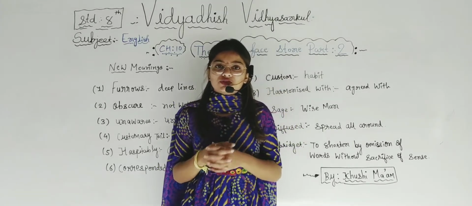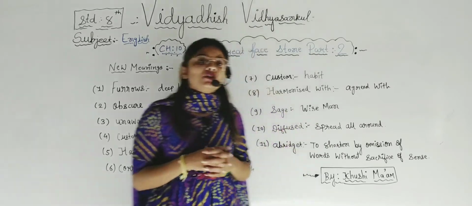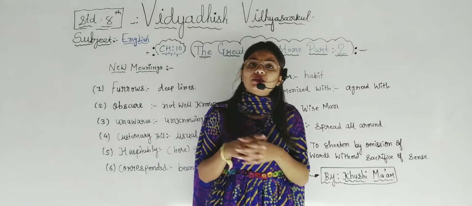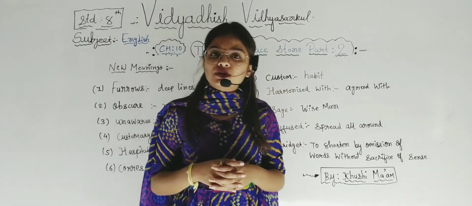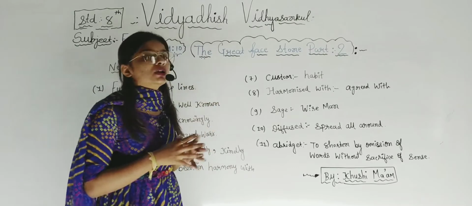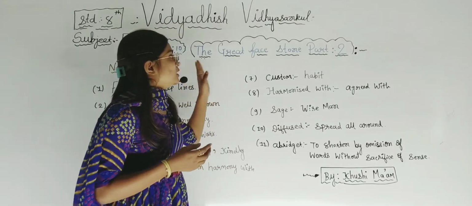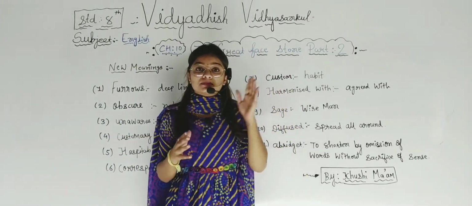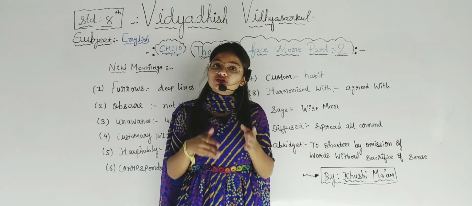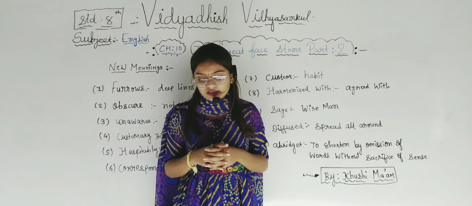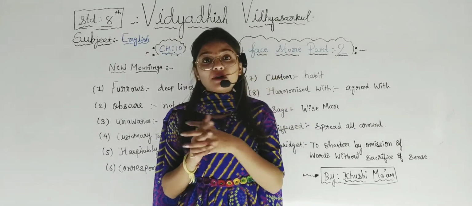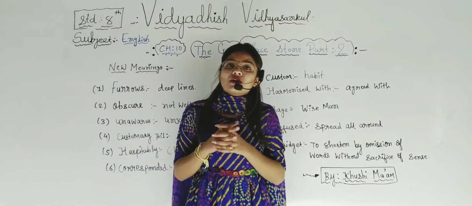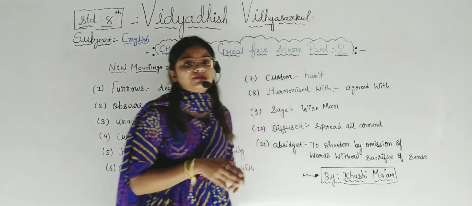So our today's lecture is for English subject. Specifically, we are doing chapter number 10, The Great Fellstone part 2. In our previous lecture, we already completed chapter number 9, the continuation of chapter number 10, also titled The Great Fellstone part 1. In that chapter also we have two parts of the explanation. So in today's lecture, we will complete part 1 and part 2 of chapter number 10.